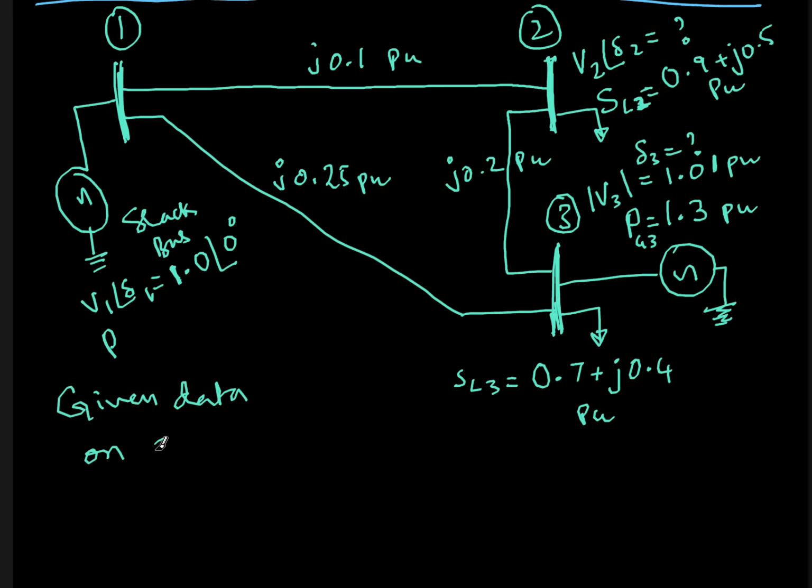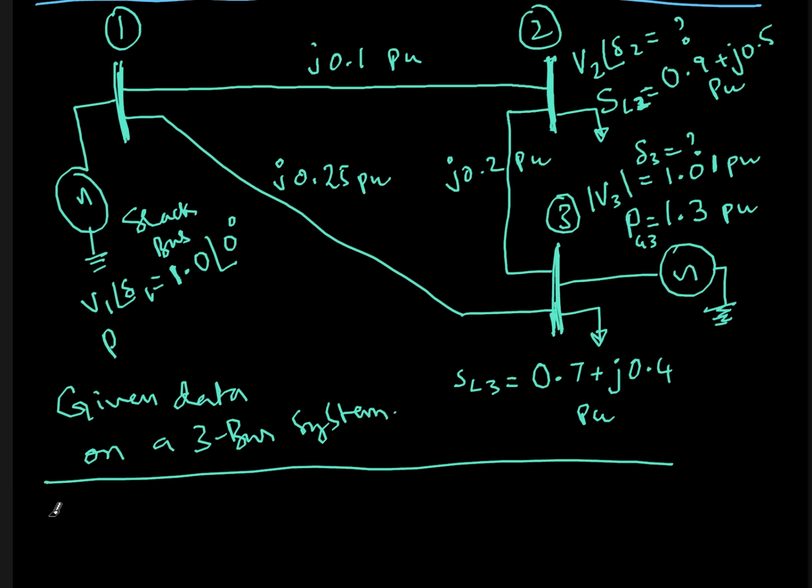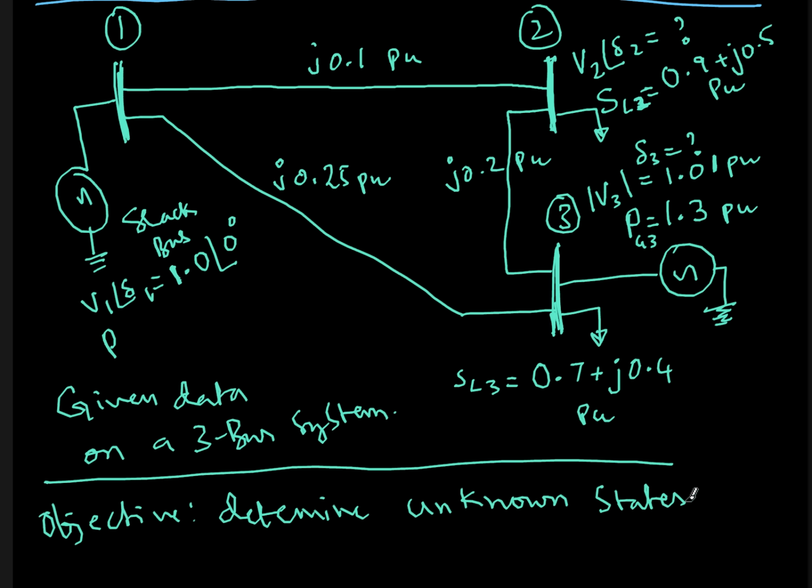Given data on a 3-bus system. So what is our objective? Our objective is to determine the unknown states of the system using the NR method.